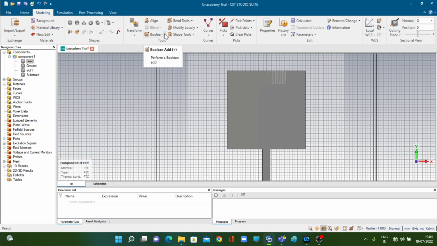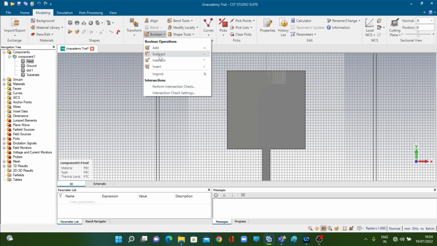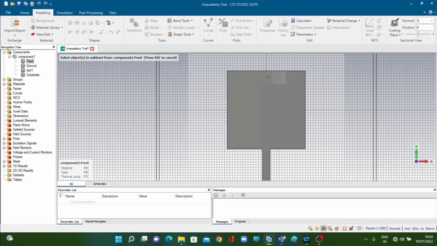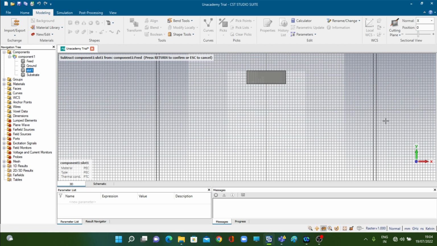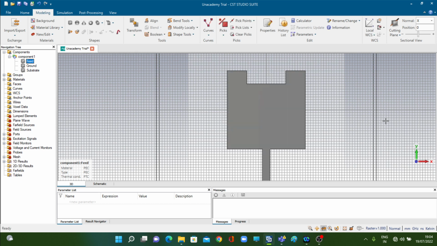Boolean gets activated, drop down, subtract. Instead of double clicking here, we will select this slot from the navigation tree. Can you see the slot 1 in the navigation tree here? Now, if you select this slot, see, the same thing happens. Now, if you press enter on your keyboard, see what happens. The slot has been cut out. And you don't get any existence of the slot here. The slot has vanished because it is being cut out of the main structure. So the mention of the slot is no longer there.